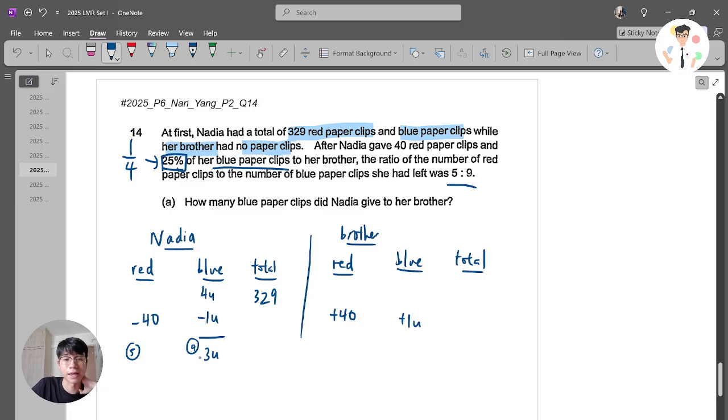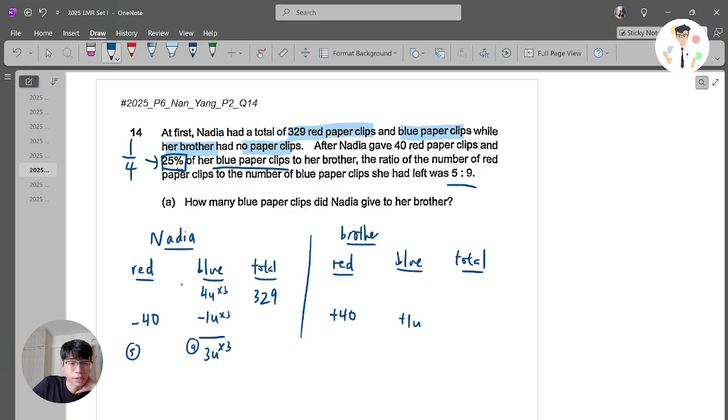So what's the LCM of 9 and 3? 9, right? So 3 must make it into 9. How? I times 3, no? And if I times 3 here, I times 3 here, I times 3 here. So now the unit here is supposed to be 12 units. This is the real unit here.